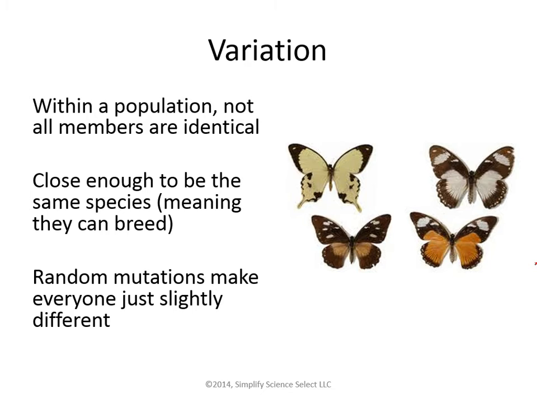What we're saying is that if you look at a population, not all the members are identical. If you look at a big grouping of butterflies, they might look very similar, close enough to be the same species, and they can breed with each other, but small random mutations make everyone just slightly different. And they might be very slight. You might look at a bunch of squirrels running together in a tree and they all look like squirrels, but one might have a slightly longer tail. One might be a little darker in color. One might have slightly longer fur. One might have slightly sharper teeth. The reason they're different is just random. These slight mutations.